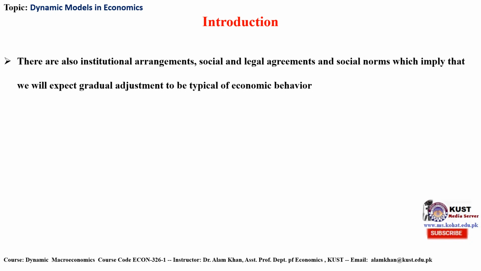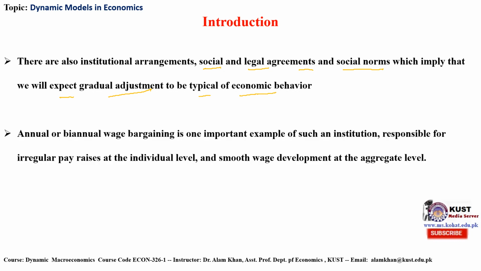There are also institutional arrangements, social and legal agreements, and social norms, which imply that we will expect a gradual adjustment to be typical of economic behavior. Annual or biannual wage bargaining is one important example of such an institution, responsible for irregular pay rises at the individual level and smooth wage development at the aggregate level. At the individual level, at the micro level, while at the aggregate level, at the macro level.